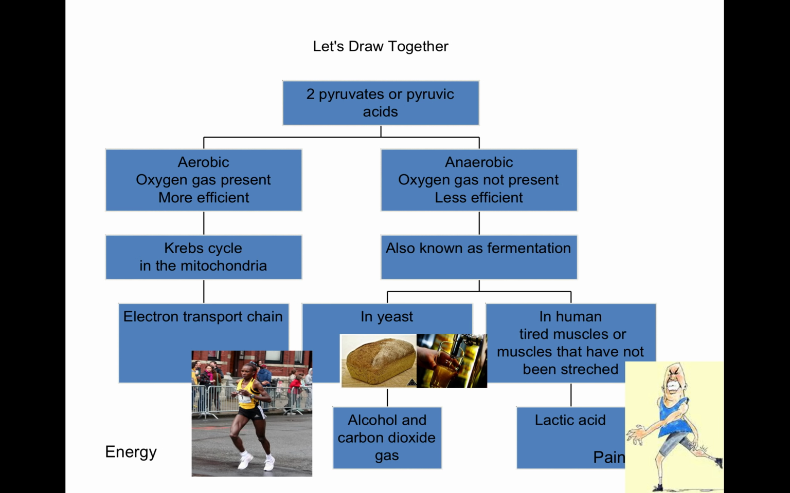Here's a diagram that's just showing you the pathways that our pyruvates can take, either going through the aerobic process, going through the Krebs cycle and the electron transport chain, or the anaerobic process when oxygen isn't present, and the 2 types of fermentation and where each one of those happens.